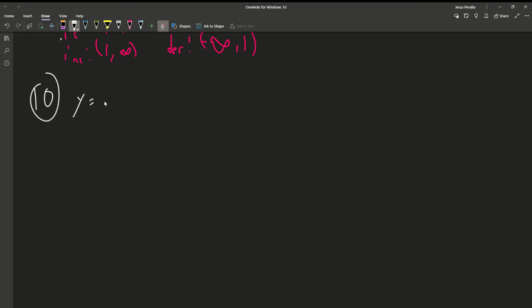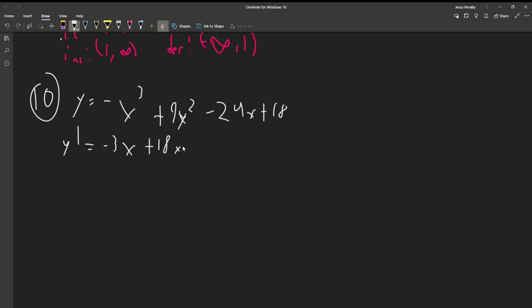So we have y is equal to negative x cubed plus 9x squared minus 24x plus 18. Okay, so now we find the derivative, and that would be negative 3x squared plus 18x minus 24. So now we can factor this. So we would have negative 3x squared. Don't forget that. I forgot to bring down the square. I'm so sorry.